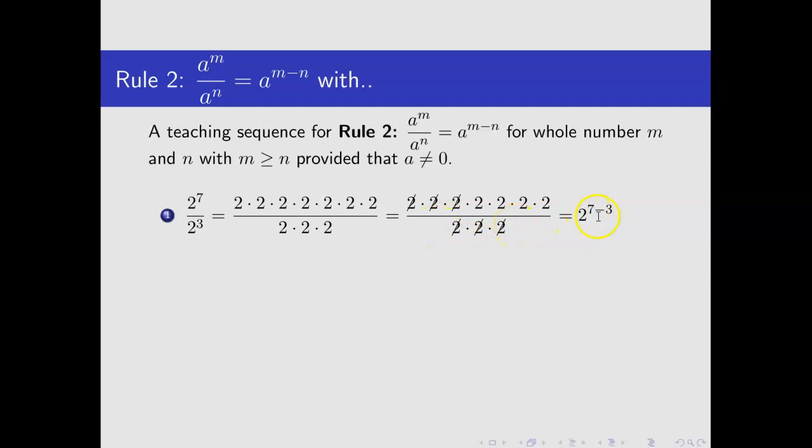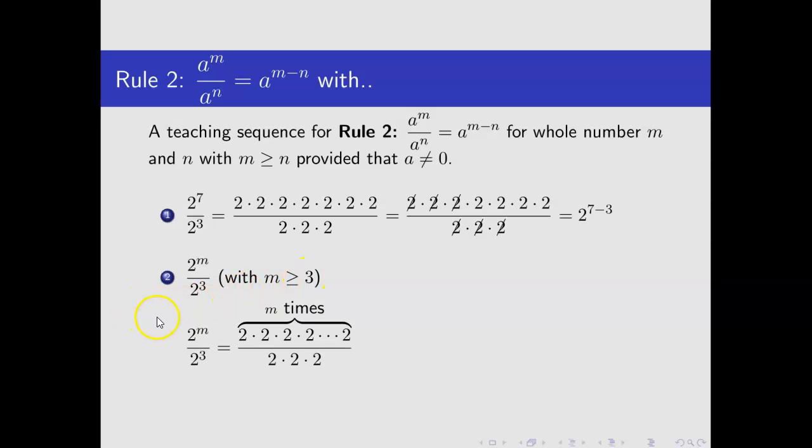Again, notice that we're writing this as 7 minus 3 rather than 4, so that we can emphasize the connection with our rule. All right, now we're going to continue with our abstraction, and here we have m as the exponent in the numerator, and m we're assuming is greater than or equal to 3. So 2 to the m, that's 2 times 2 times 2, m times. And 2 to the 3rd, again, that's 2 times 2 times 2, just 3 times. And we're going to cancel the things that we have in common between the numerator and denominator.